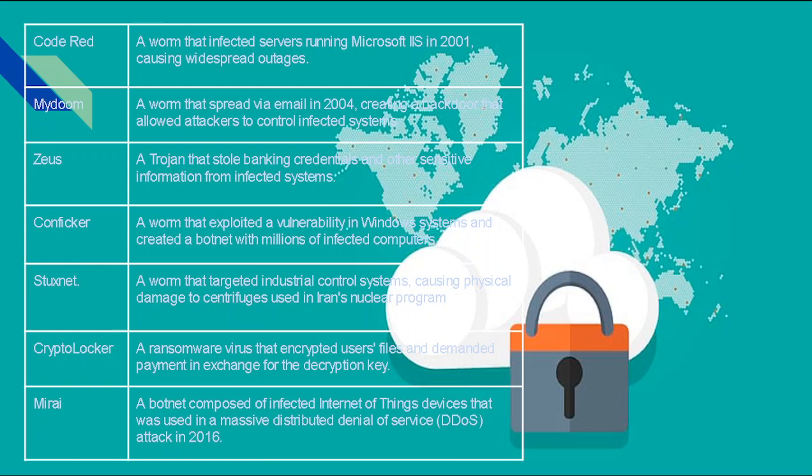Mirai, a botnet composed of infected Internet of Things (IoT) devices that was used in a massive distributed denial of service attack in 2016. So we have understood what a virus is and the working of a virus, and we have seen 10 types of viruses and a little bit about their description.